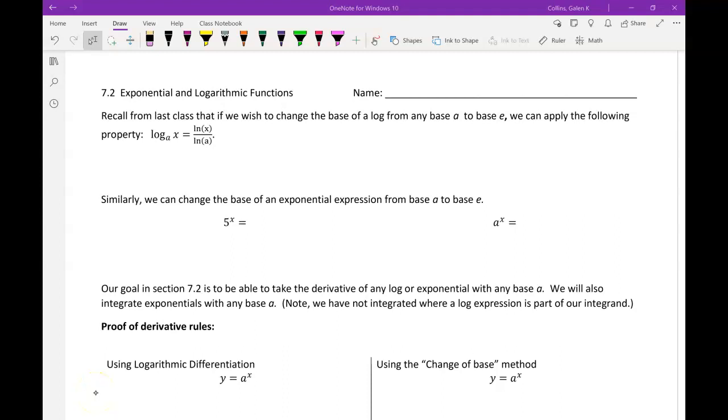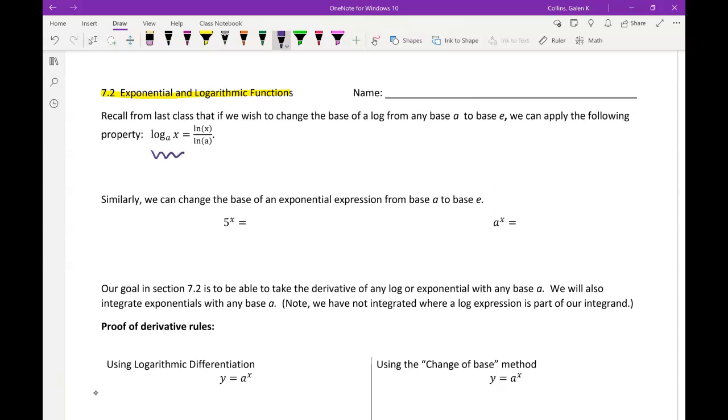In section 7.1, we did a review of some of our log properties from Algebra 2, and we used those to think about the process of logarithmic differentiation. So in section 7.2, we are going to apply some similar properties to consider a couple more rules for derivatives and exponents. So let's start off going back to this idea of changing the base of a log.